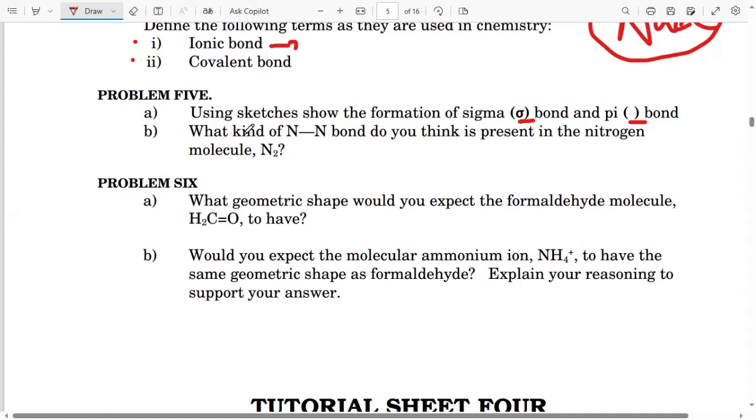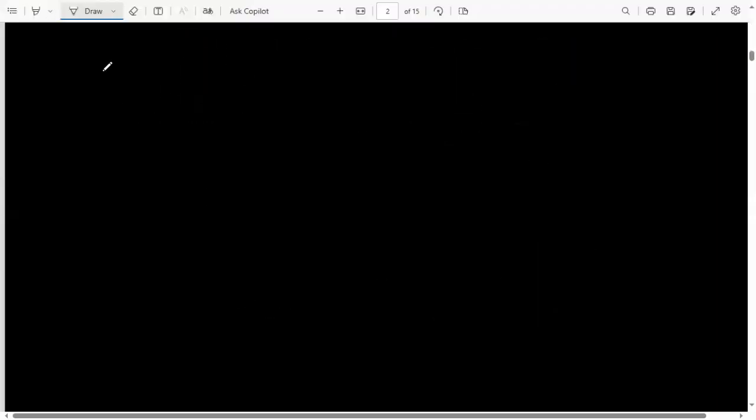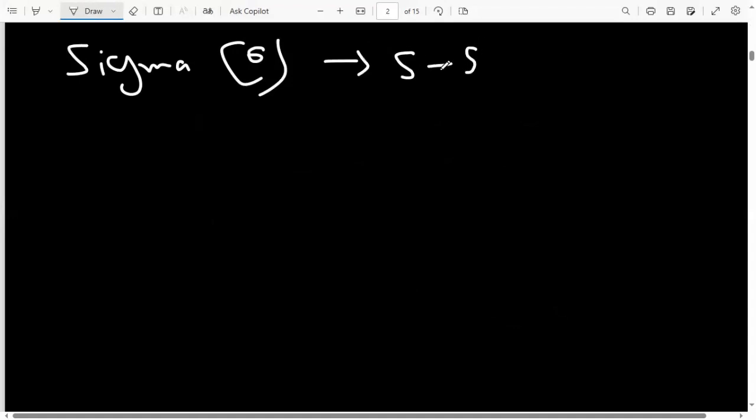So here they're saying, using sketches, show the formation of the sigma and the pi bond. For the sigma bond we are going to have 3 sketches, and for the pi bond we're just going to have 1. So let's do that now. The sigma bond is represented by this symbol like that. It can be formed by s and s orbitals, s and p orbitals, and p and p orbitals head-on.